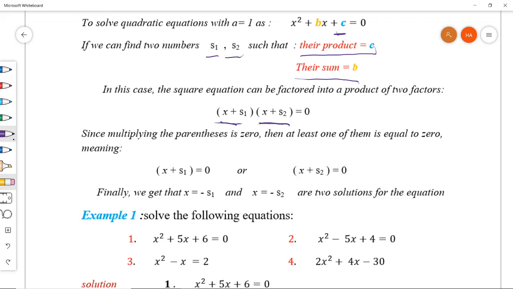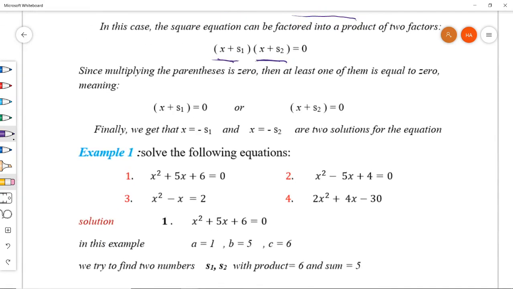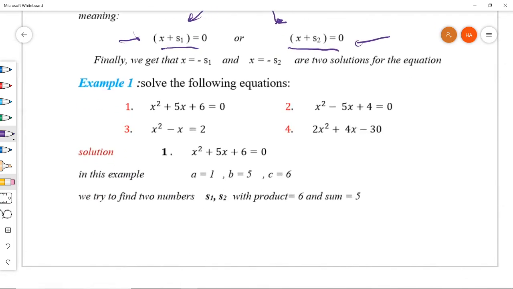قوسين، القوس الأول بيكون x plus S1، القوس الثاني x plus S2، يعني بتحط نفس الإشارة بالقوسين. بعدين بصير أسهل المعادلة، بتنحل بسهولة. ليه؟ لأنه بحل القوس الأول بصير linear equation والقوس الثاني بصير عندي linear equation. إذا one of the brackets equals 0, either the first or the second equals 0. This is linear and this is linear, so it is easy to solve by the previous method.